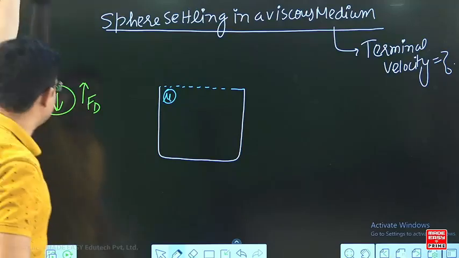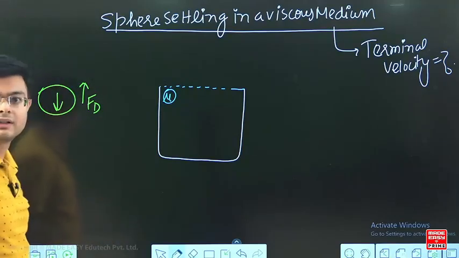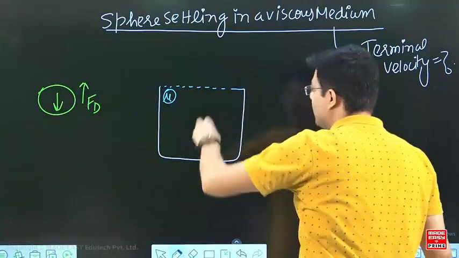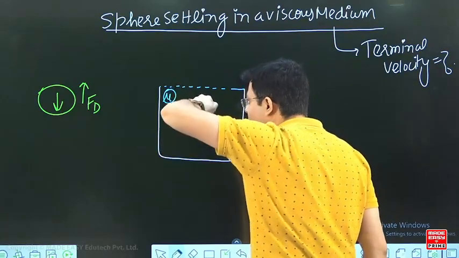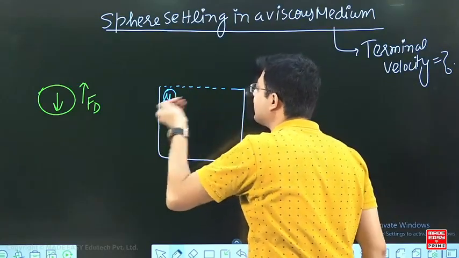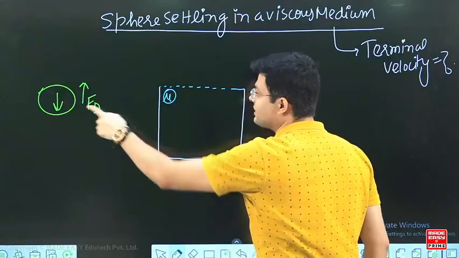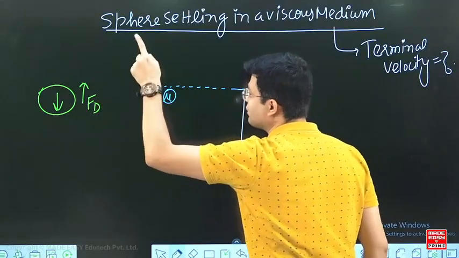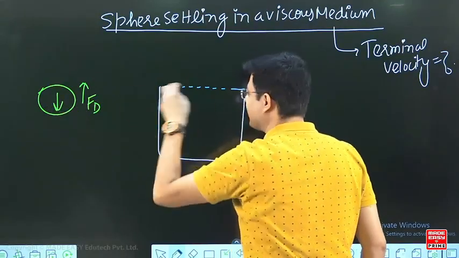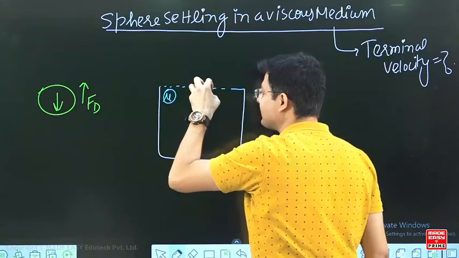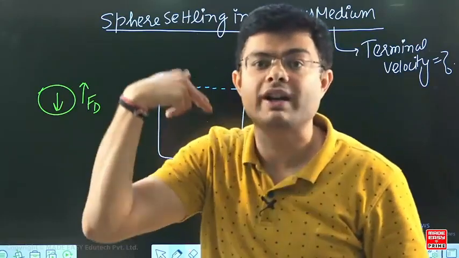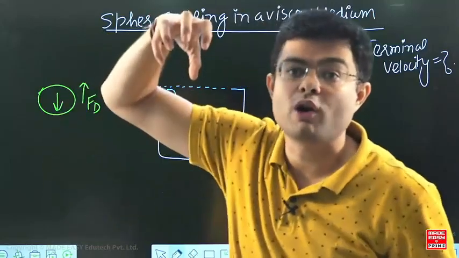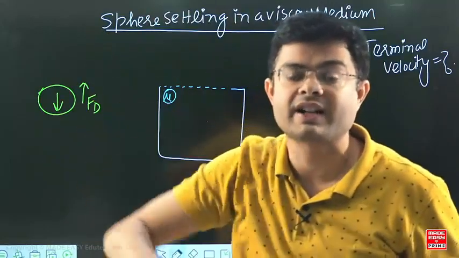The drag on the ball will act in the opposite direction. Getting my point? When you drop the ball initially, the weight of the ball is larger than the drag acting over the ball, because the drag will depend on the velocity of the ball. But at the starting, the velocity is less and weight is large. This is the reason why downward force is more in comparison to upward force, so the ball starts to accelerate in the downward direction.